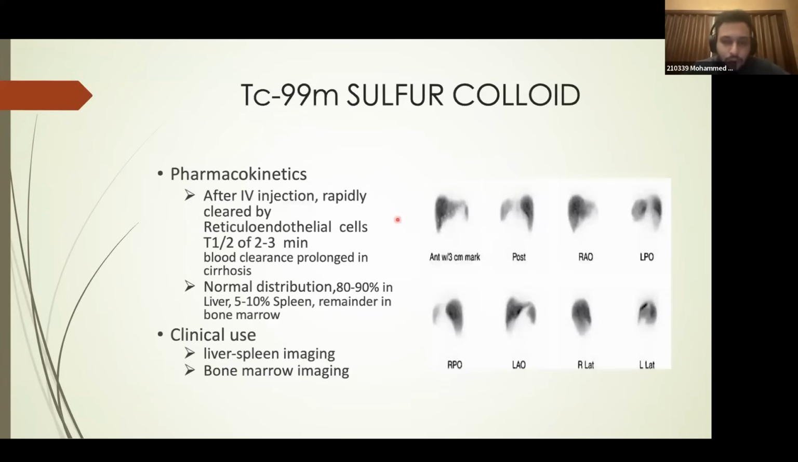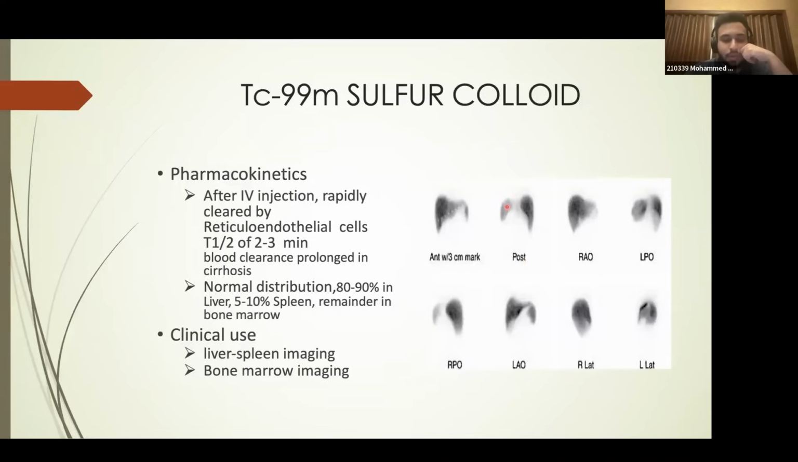Now, the next thing is sulfur colloid. Sulfur colloid is very specific to the reticuloendothelial cells. This is important for visualizing, for example, the spleen, the liver, and even some in the bone marrow. Basically, all will come from the hematopoietic precursor, and it's all from the reticuloendothelial cells. So this is important, for example, if you have a patient with sickle cell anemia who has autosplenectomy. When you do sulfur colloid, you will not be able to see any function in the spleen. That's how you use it.